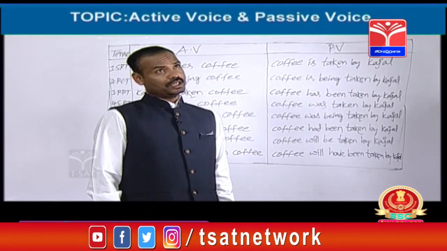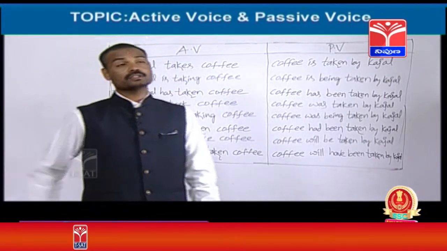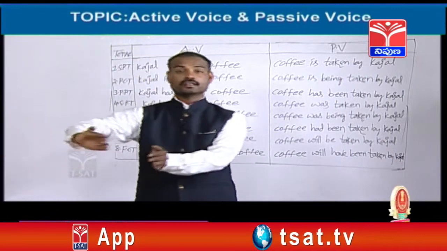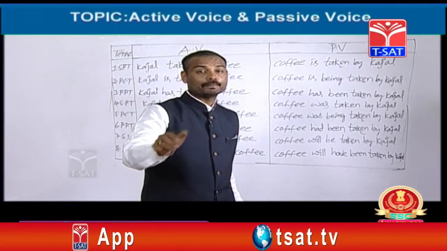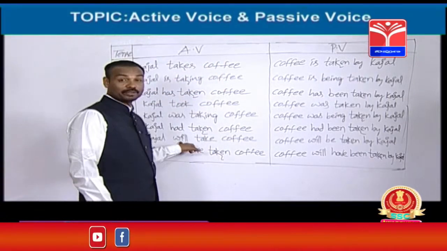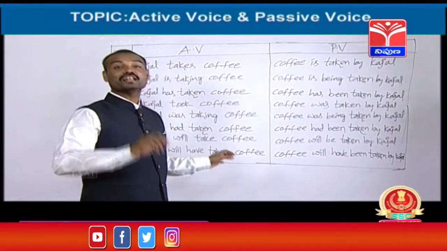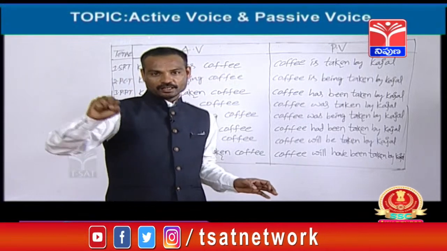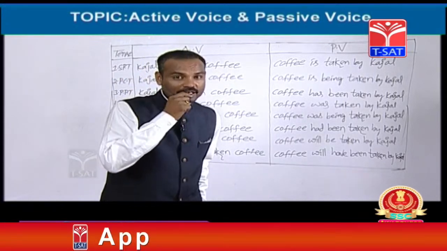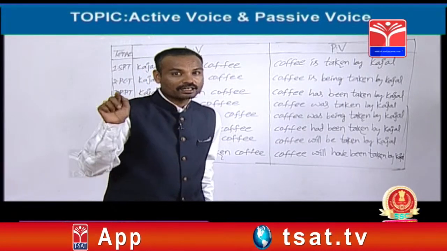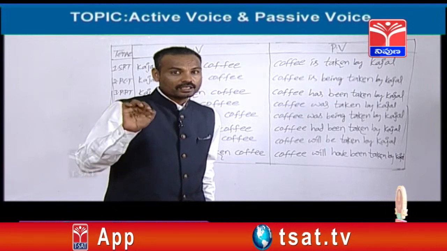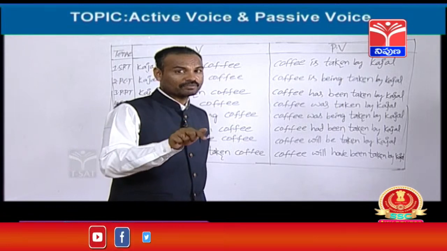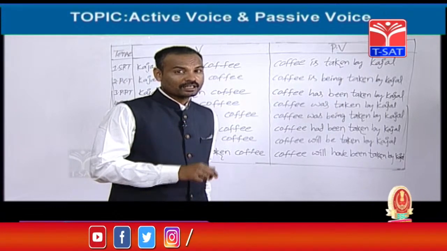Kajal will take coffee, right? Come on, change into passivize. Object coffee. Then helping verb. Helping verb is available. Will is helping verb or not? Come on, take will. Wow. Kajal will. Object over, helping verb over. Next main verb. Take, took, taken. Coffee. Yes, object is coffee. Next will. Next main verb. Third form. Taken by Kajal.